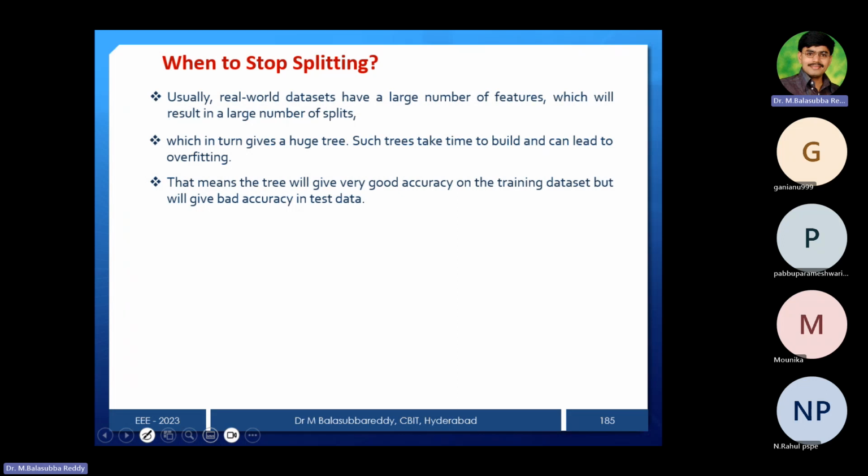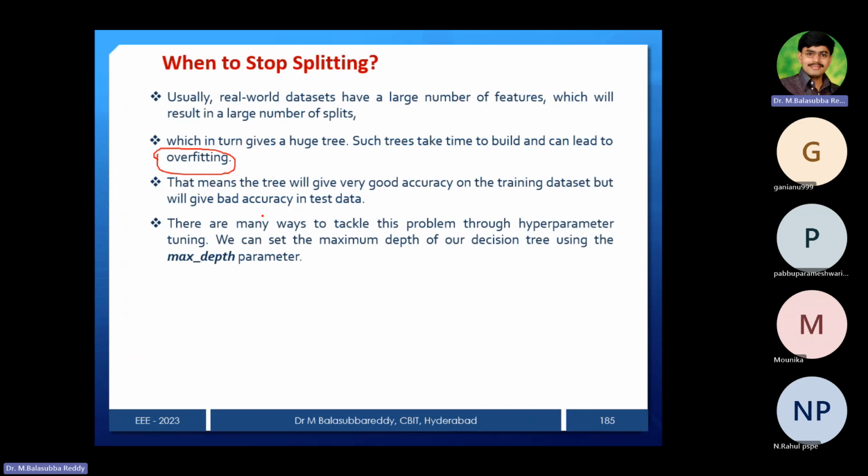Remember this word, overfitting, because it will repeat many times. Overfitting means the model performs well on the training data set and poorly on the testing data set. That's what we call overfitting. There are many ways to tackle this problem through hyperparameters. Using hyperparameter tuning, we can overcome overfitting as well.